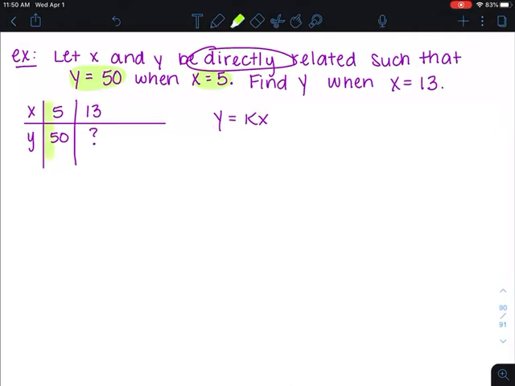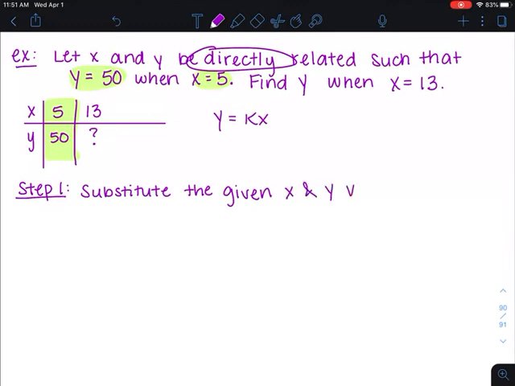Now, let's substitute this point here to first find k. So step 1, substitute the given x and y values.